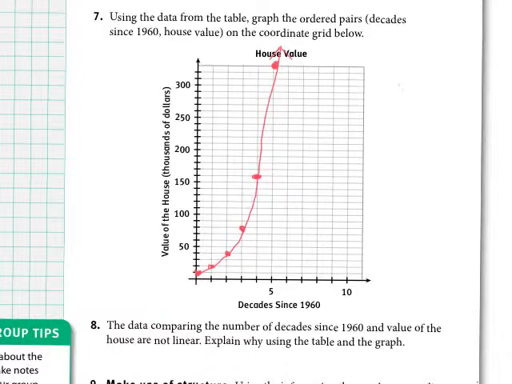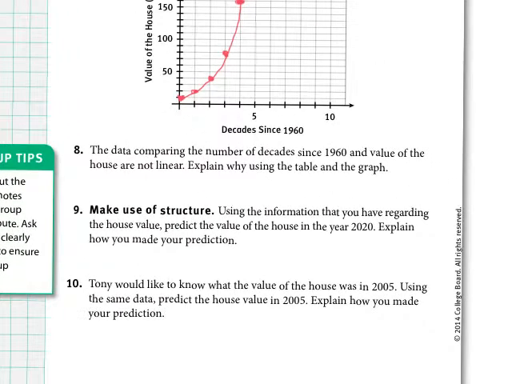That's what question number 9 asks us: using the information we found, predict the house value in the year 2020. So the last data point that we put down was 2010. So what should we estimate the value to be in 2020? 640? How do you know it's 640? Okay, the data point at 2010 was 320, so we double that. We should get up to 640,000, right?